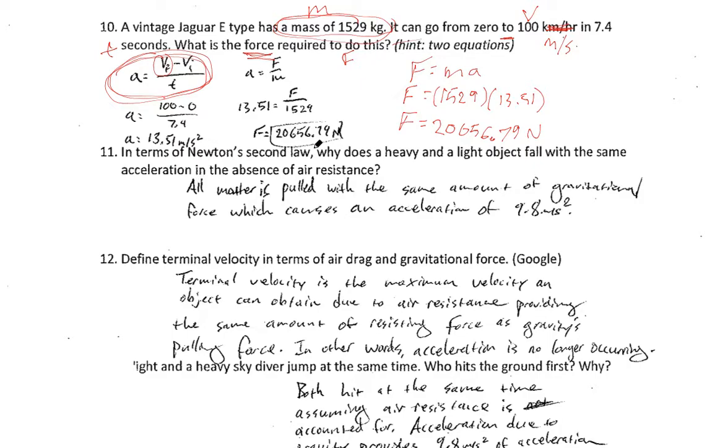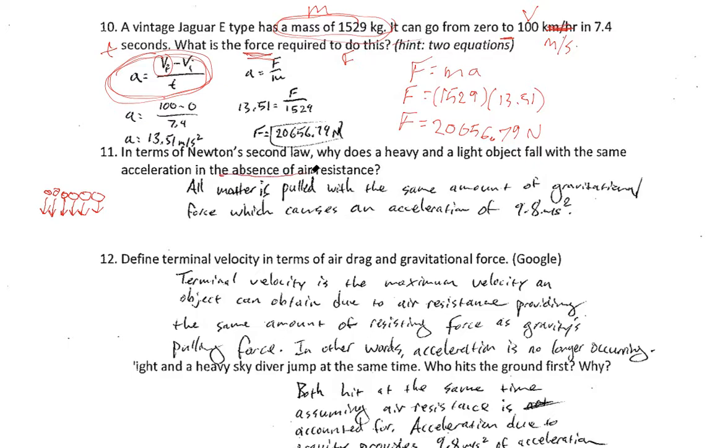All right, in terms of Newton's second law, why does a heavy and light object fall with the same acceleration in the absence of air resistance? Think, all matter is being pulled down with gravity. So if I've got an object that's made out of two pieces of matter, each one of those pieces of matter is going to be pulled down by gravity. But what happens if I add more matter, more mass? I'm also going to add more gravitational attraction. So I'm just going to continue to increase my mass at the same rate that I'm increasing my pulling force. So no matter what, I'm going to have the same acceleration acting on an object. So it's going to end up reaching the same speed in the air, the same acceleration in the air.